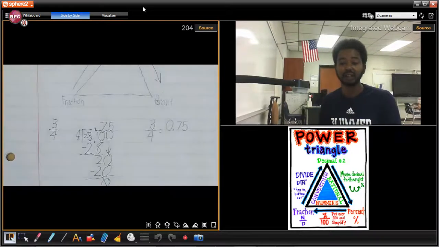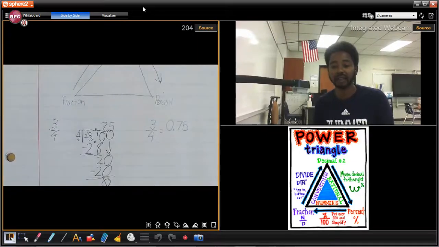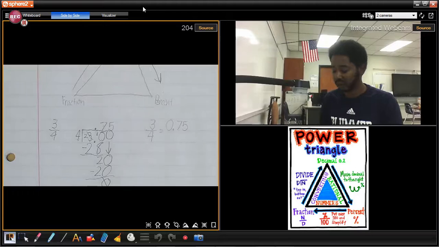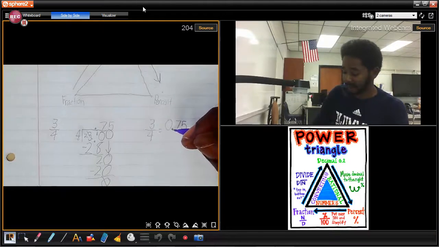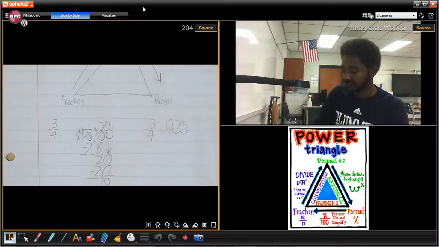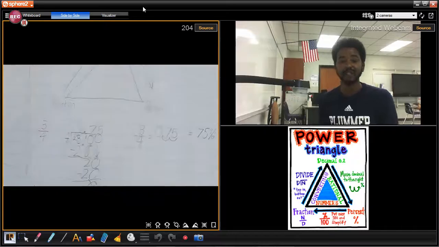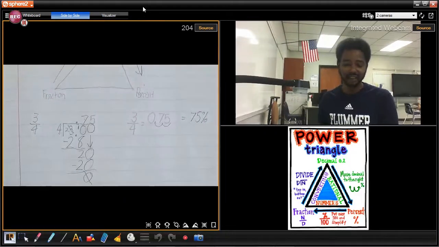Now, using the power triangle at the lower side of your screen, you're going to move the decimal point 2 places to the right. That's 1, 2. And now that's going to equal 75%. Pretty simple, right? Well, now let's look at another example.